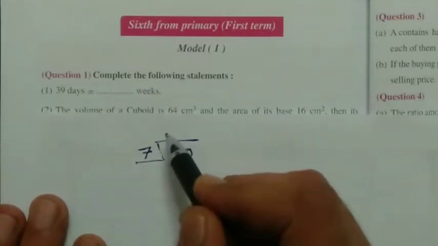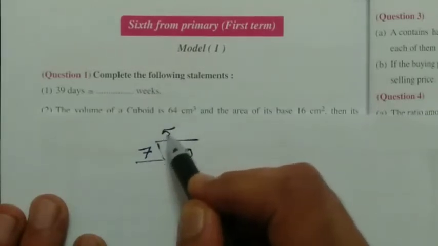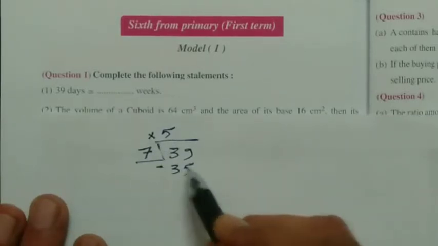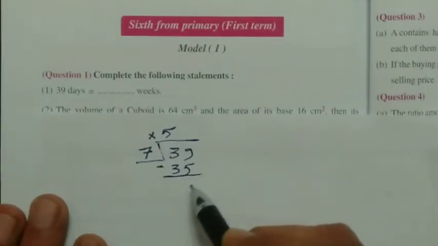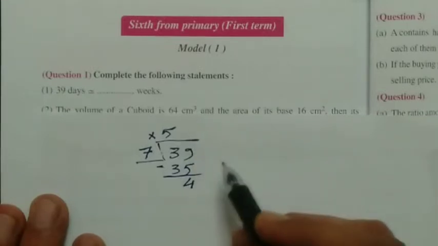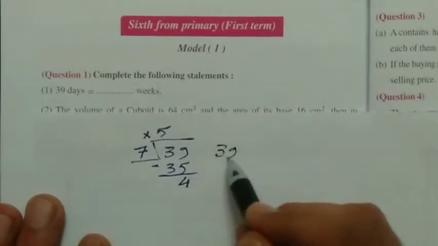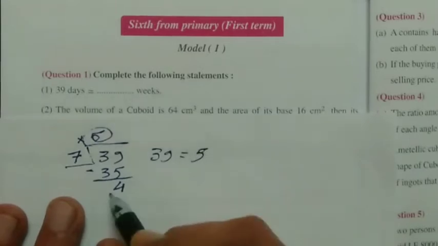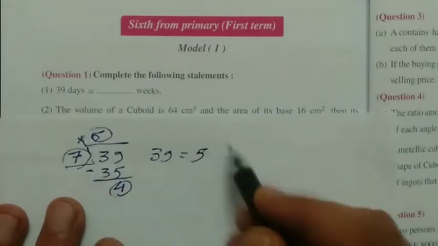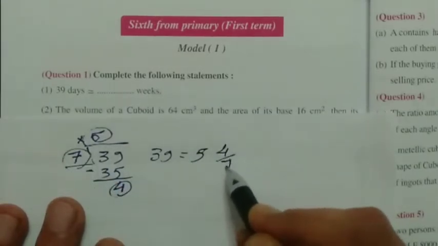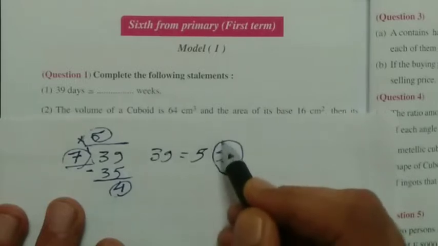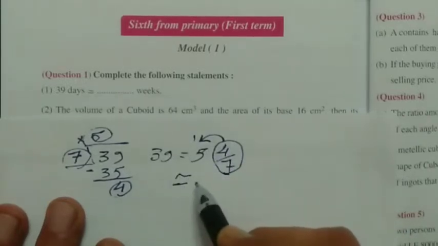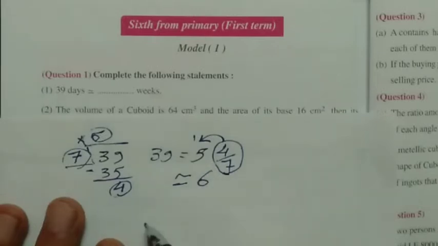The approximated number: 5 times 7 gives 35. Subtract 39 minus 35, 4. So 39 equals 5 weeks and 4/7. 4/7 is a strong fraction, gives 5, 1. So 39 days approximated 6 weeks.